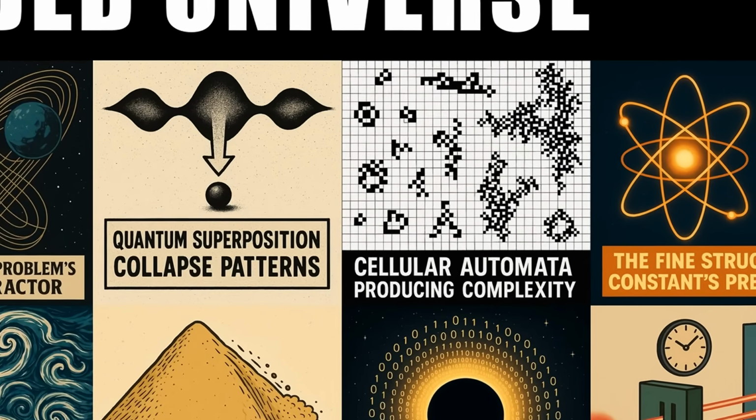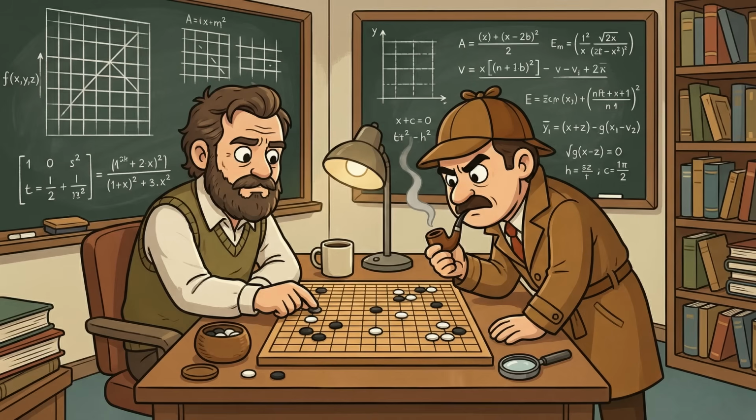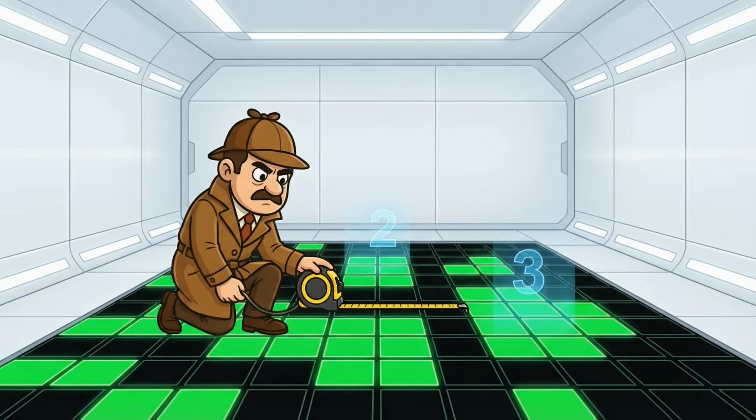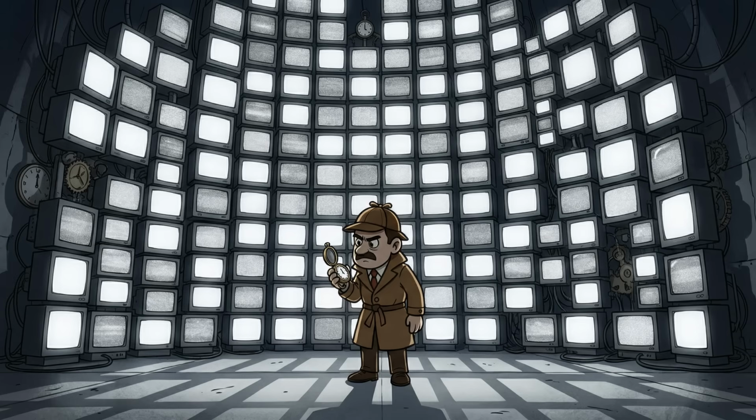Cellular automata producing complexity. In 1970, mathematician John Conway created the Game of Life, a cellular automaton consisting of a grid of cells that follow three simple rules. A living cell with 2 to 3 neighbors survives, a dead cell with exactly 3 neighbors becomes alive, and all other cells die or stay dead.